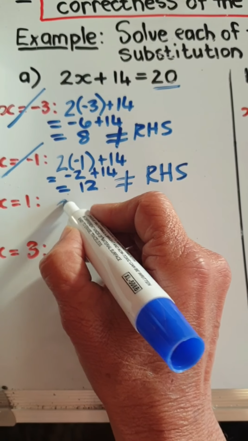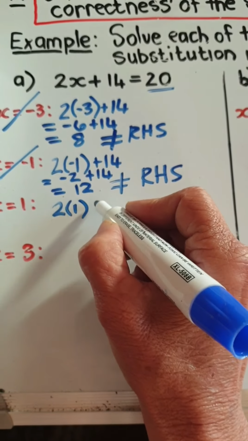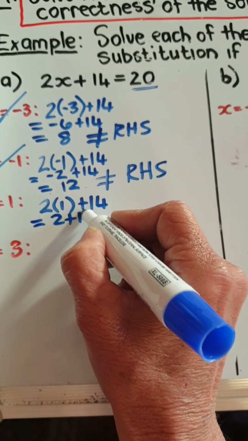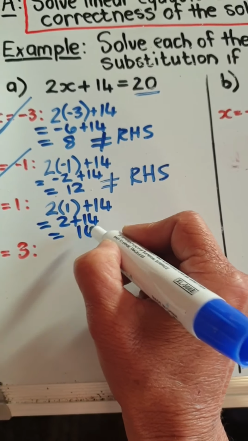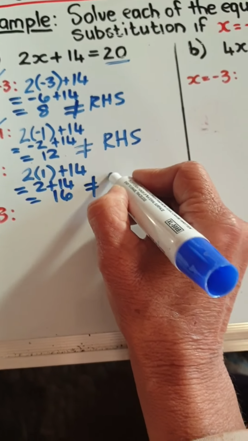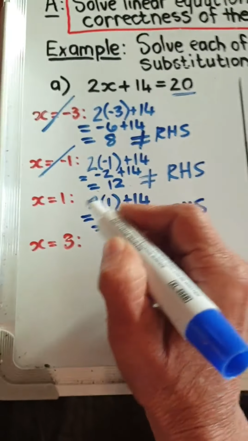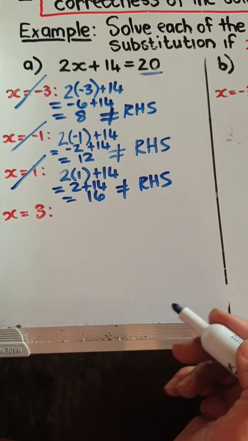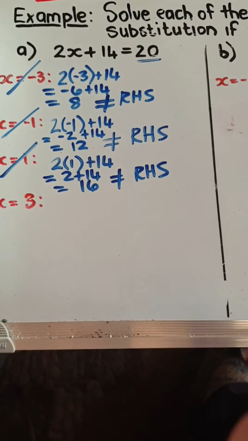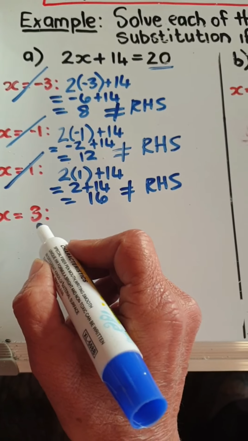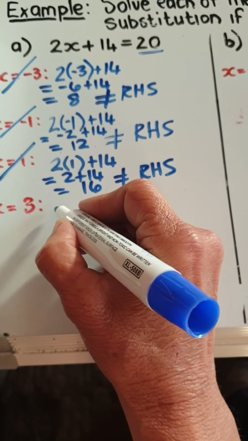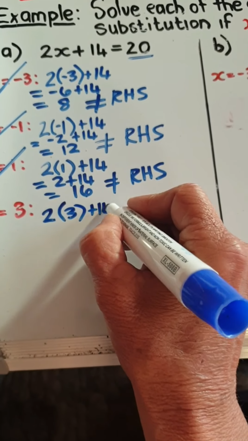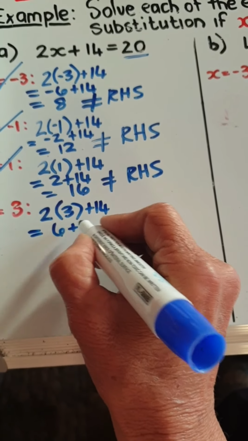I substitute 1 into the equation, 2 times 1 plus 14, and I get 2 plus 14, which gives me 16, and it's still not equal to the right-hand side. So the third value, x equal to 1, does not solve my equation. It doesn't work. So hopefully the last one will work. I go to x equal to 3. I substitute it into the equation. I get 2 times 3 plus 14, and I'm going to get 6 plus 14.